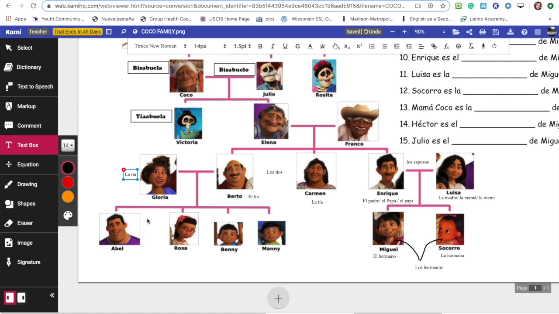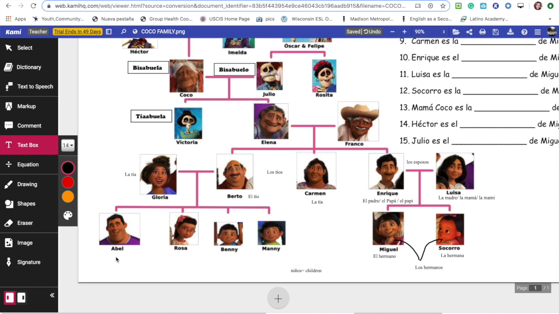And they got uno, dos, tres, cuatro niños, right? They have four children. All of them are niños. Niños. I'm going to write it down here. Niños. Children, right? So they have, tienen uno, dos, tres, cuatro niños. It means, what is Abel of Miguel? What is the relationship? So Abel is el primo.